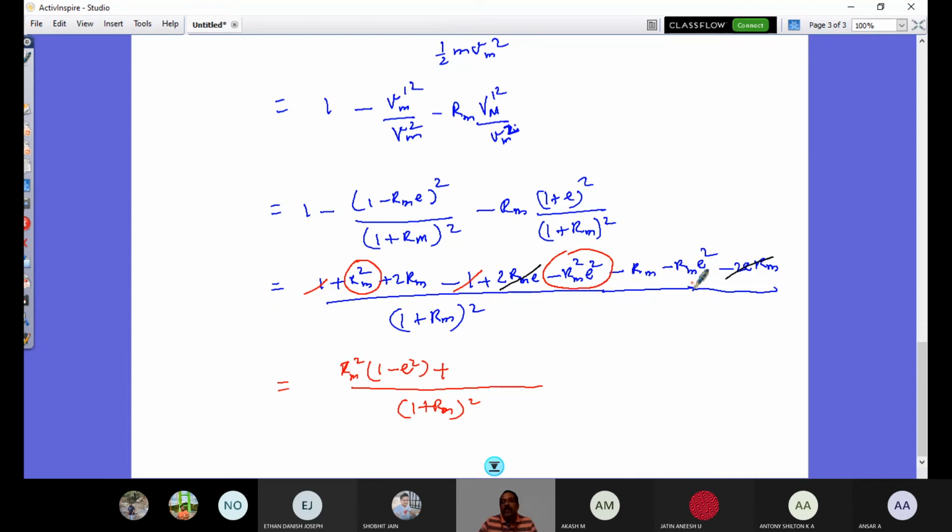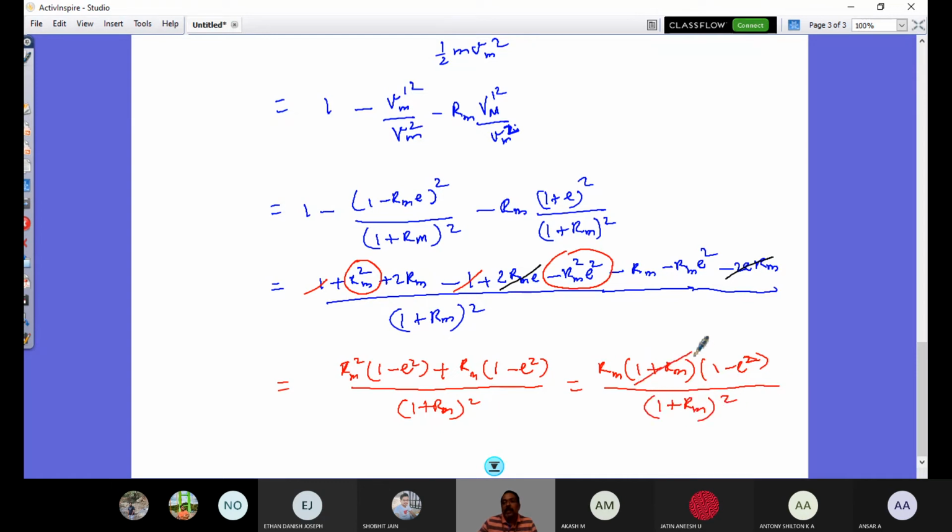So the Rm coefficient, I'm retaining and taking it out. When that Rm is taken out, it's going to be 1 minus E square. So see here, 1 minus E square, here 1 minus E square. If I take that out, I'll get Rm squared plus Rm. If I take that Rm out, 1 plus Rm into 1 minus E square, by 1 plus Rm square.